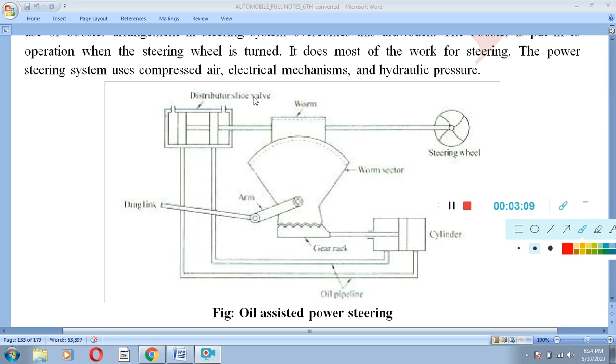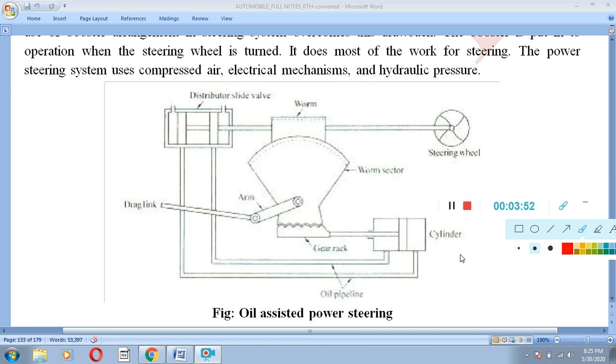First one is the distributor slide valve. So this is the distributor slide valve, and this one is the worm, and the drag link is there, and the arm is there. Okay, this one is the arm, and this is the arm sector, and this one is the steering wheel. The gear rack is there. These are the oil pipelines, and this one is the cylinder. So these are the important parts of the oil assisted power steering.